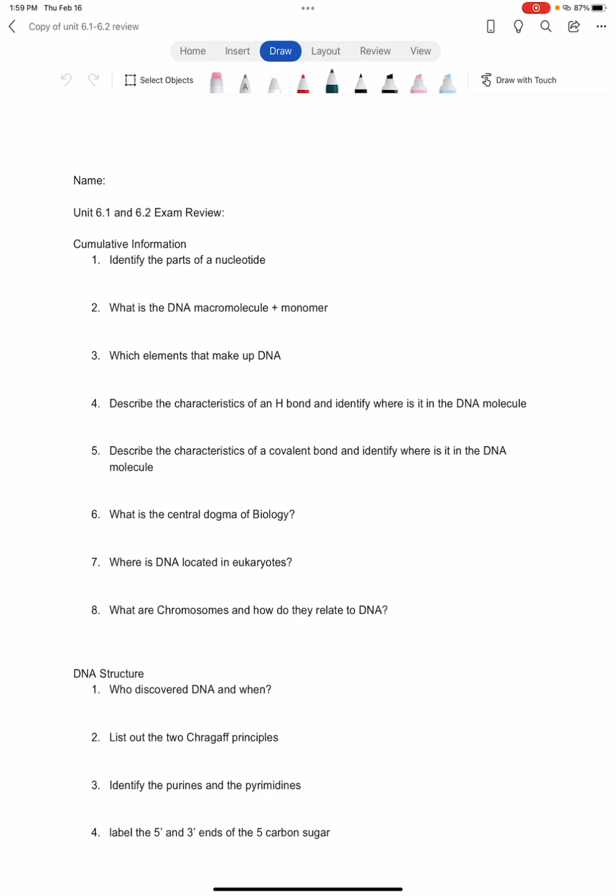On this video, if something is easier or harder. So identify the parts of the nucleotide. There are 3 parts to the nucleotide.